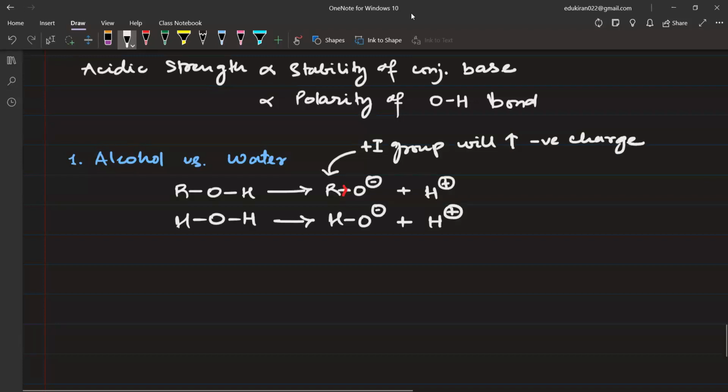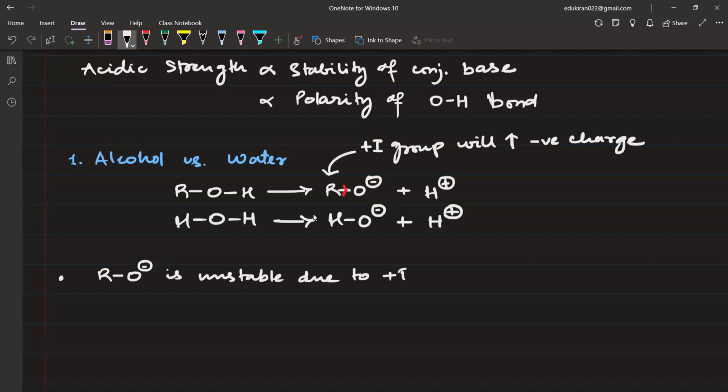Now, if the negative charge is more, I can say that RO negative is less stable. And obviously, the hydrogen does not have much capacity to give electrons to the oxygen atom. So the first point is what? RO negative is unstable due to the plus I group. Okay, that's it.